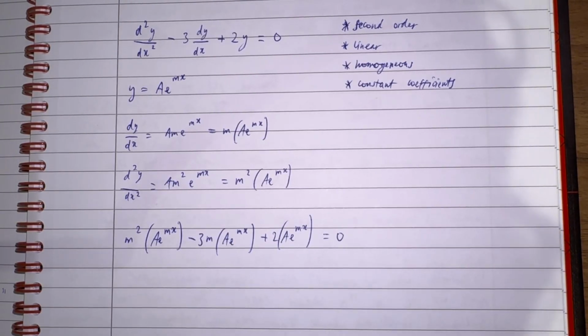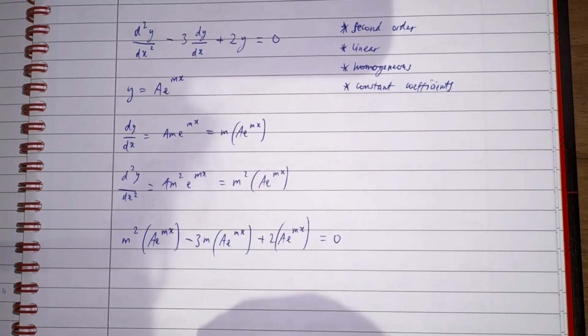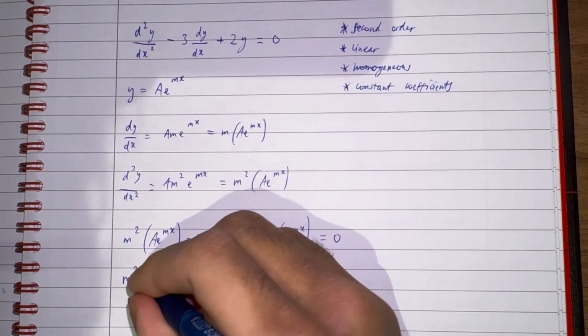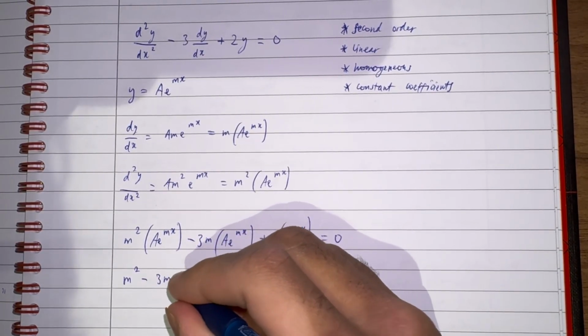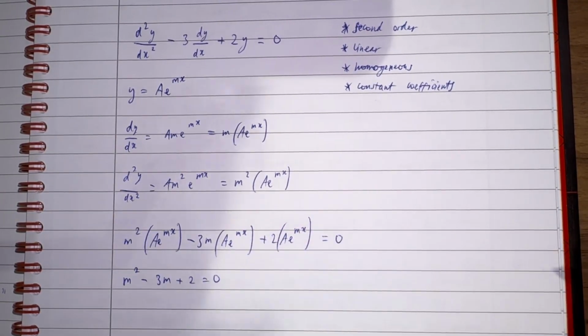Now we can see that we've got our linear combination of differentials and functions, and we can divide through by ae^(mx). So that means that this function was valid. We can divide through, and then we'll get m² minus 3m plus 2 is equal to 0.